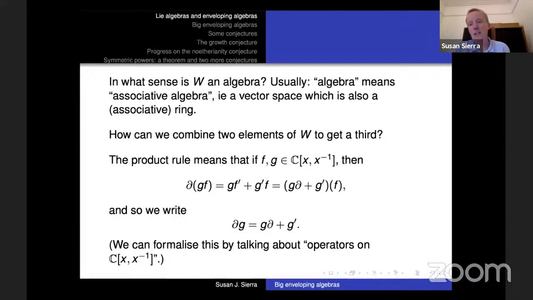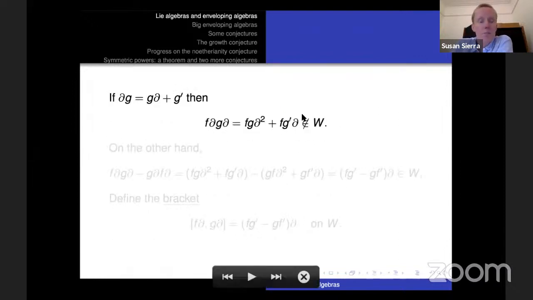There's a way to make this formal by talking about the differential operators on the Laurent polynomial ring, but I don't want to do that now. I just want to go with the equation that del times g is the same as g del plus g prime. Okay, so that's our basic equation. Del g is g del plus g prime.